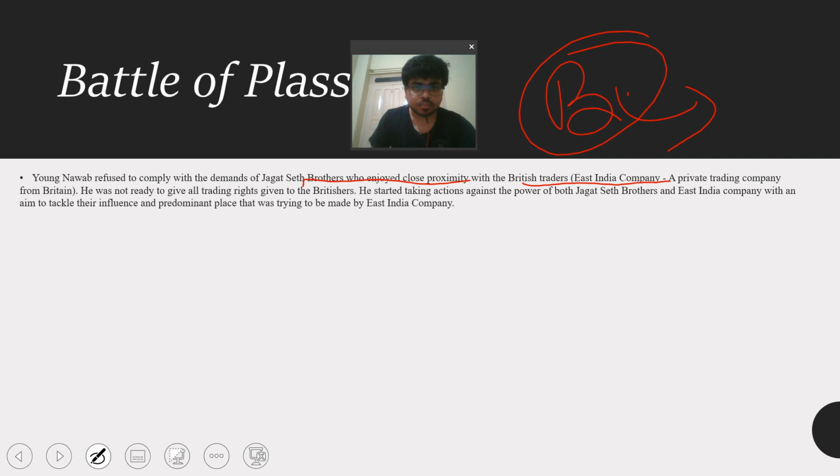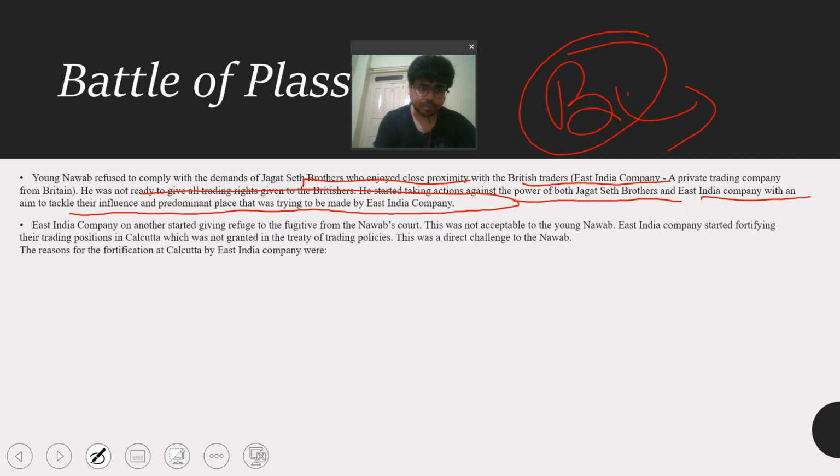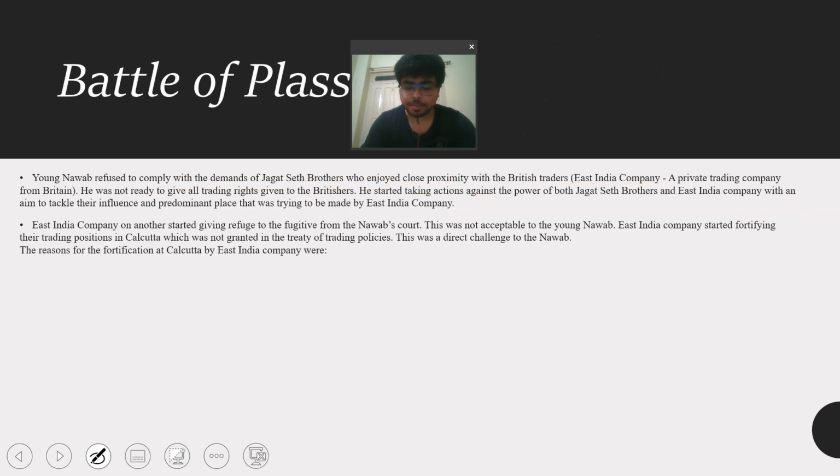He started taking action against the power of both the Jagat Seth brothers and the East India Company, with an aim to tackle their influence and the predominant place that the East India Company was trying to make. Now the East India Company, on the other hand, started giving refuge to fugitives from the Nawab's court. This was one thing the Nawab was trying to stop, and he imposed restrictions at several places.